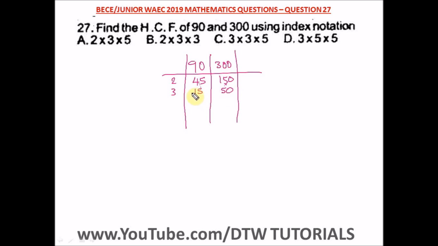What is the next factor that can go in 15 and also in 50? Definitely it is 5. 5 in 15, how many times? 3 times. 5 in 50 will go how many times? 10 times. Okay, so we now have 3 and 10. Can any other factor go in 3 and also go in 10? No, so we stop here. Okay, so using index notation, the HCF of 90 and 300 is what? 2 times 3 times 5. So this is our answer, 2 times 3 times 5. And our right option here is option A.